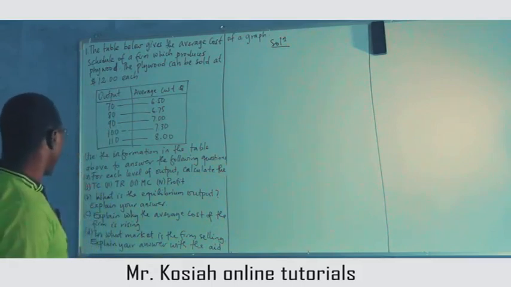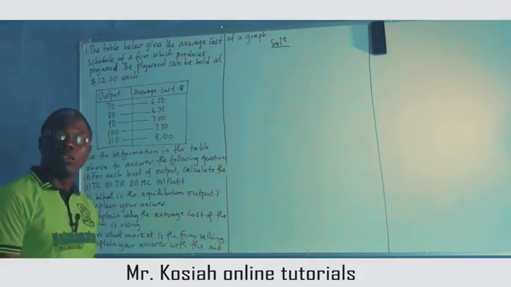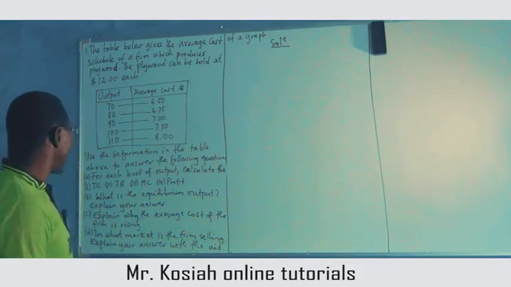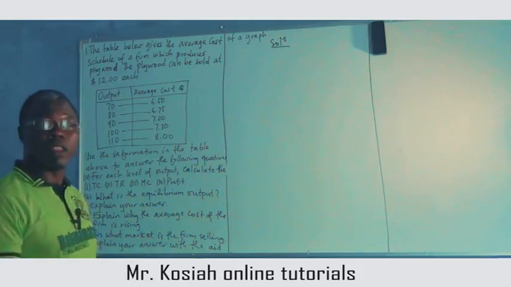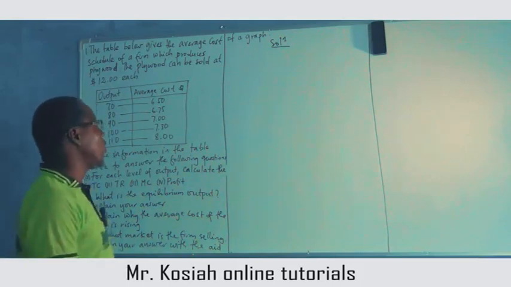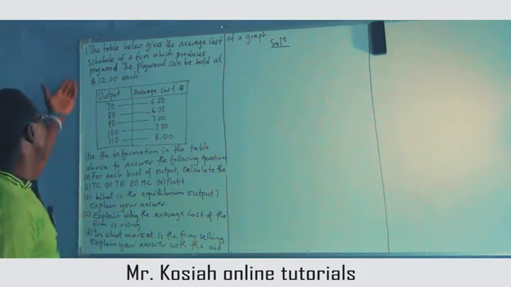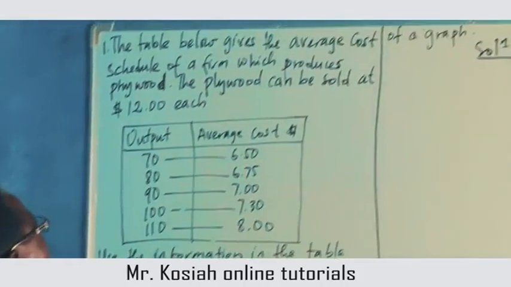Today we'll be looking at some problems under cost analysis, and we'll be talking about how to calculate total cost, total revenue, marginal cost, profit, and how to analyze when a firm is at equilibrium, and so on and so forth. Now, let's look at this problem.